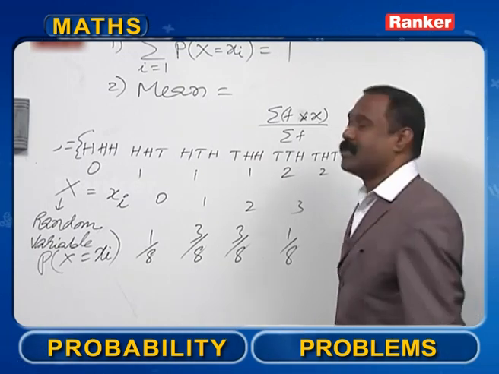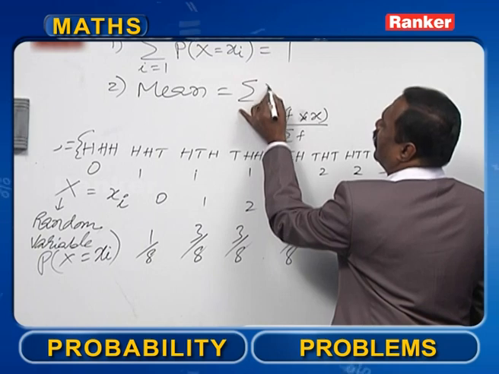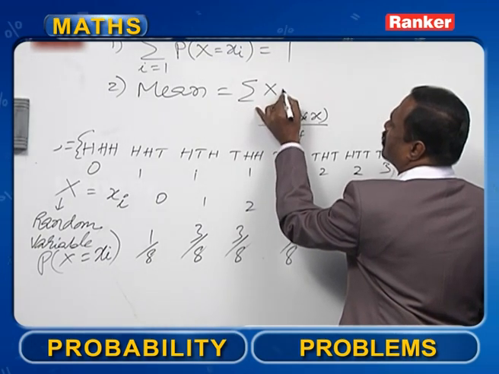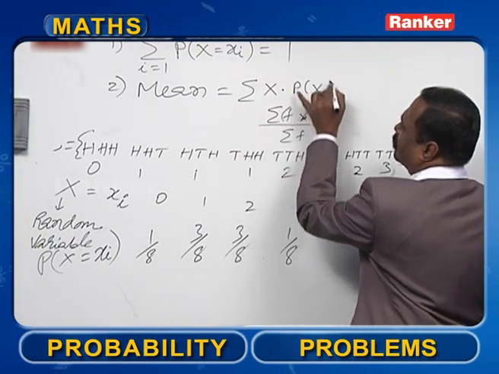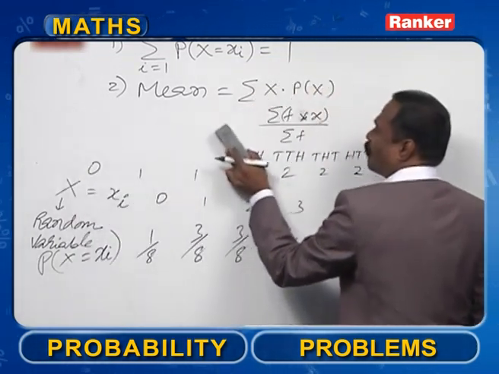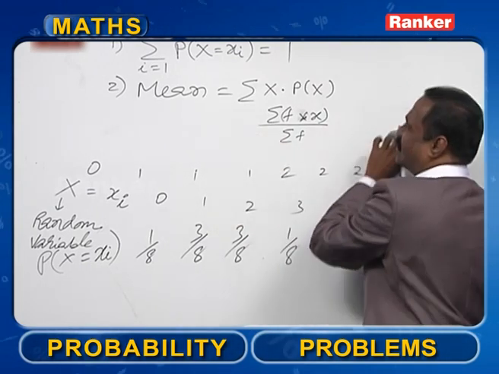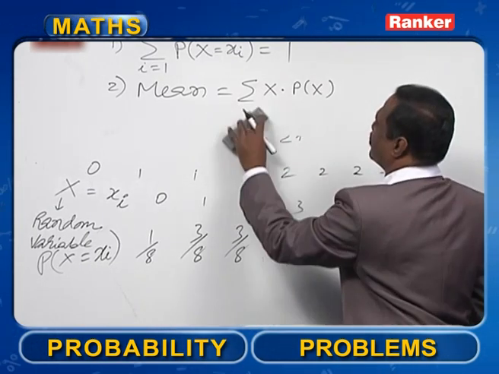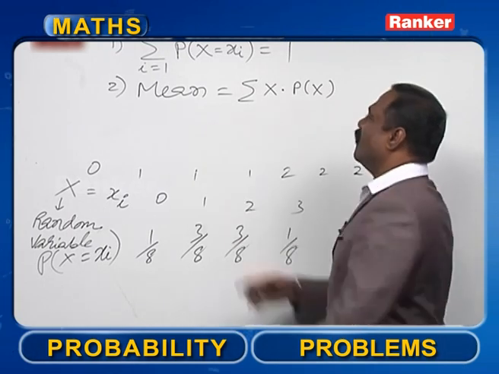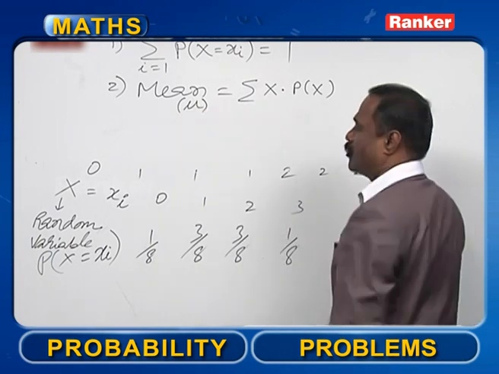So that is why mean becomes sigma x into P of x. For better understanding, I will write it in this way to remember it easily. Sigma x into P of x is nothing but the mean, which is denoted by mu.